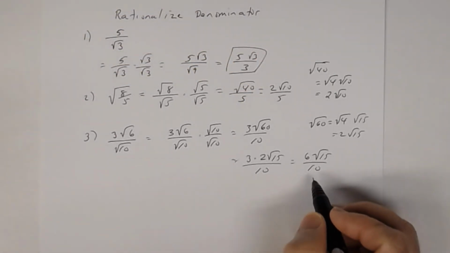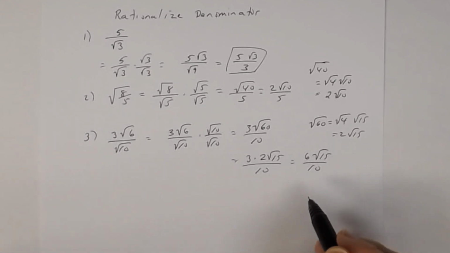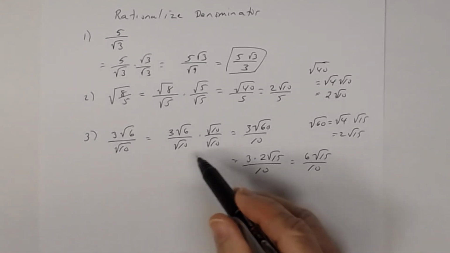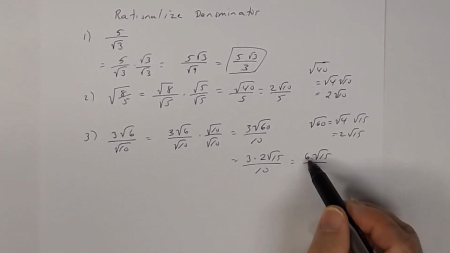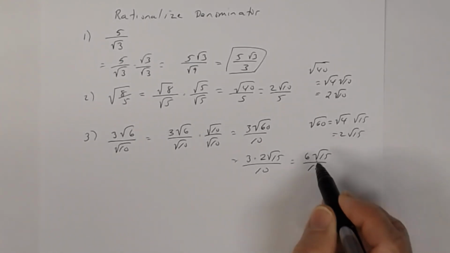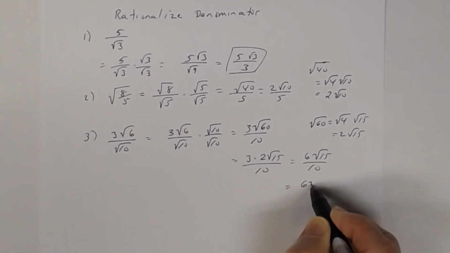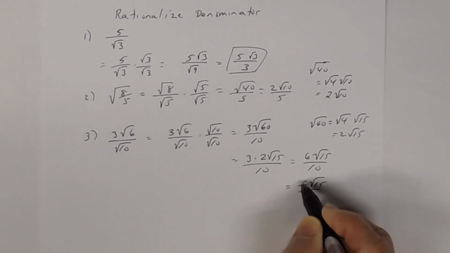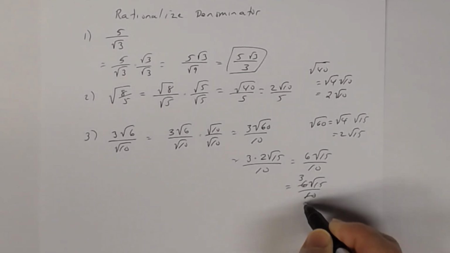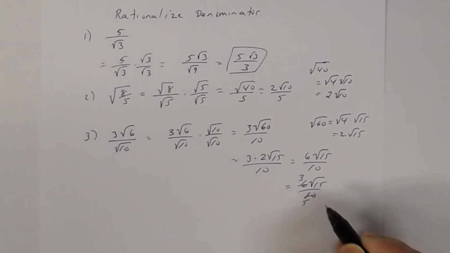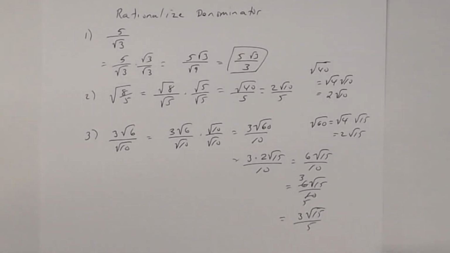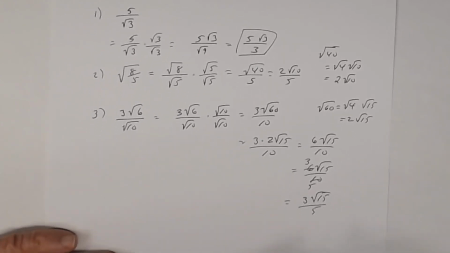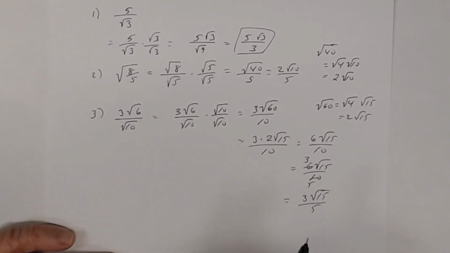See, if you leave it like this, you're not going to get full points. You did quite a bit of work, and that's pretty good with the work you do. But remember, you need to reduce if possible. So 6 and 10 are both divisible by 2. So when you look at that, 6 divided by 2 is 3, 10 divided by 2 is 5, and so you get 3 square root of 15 divided by 5. And there's your answer.